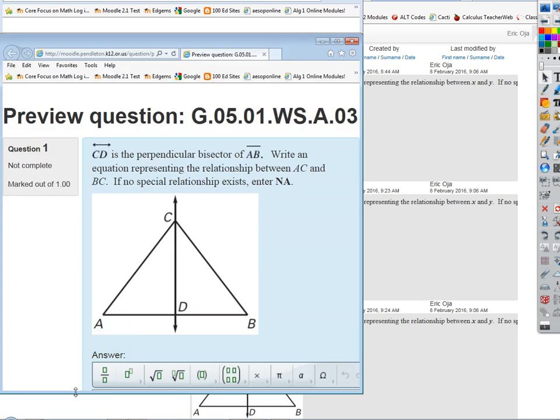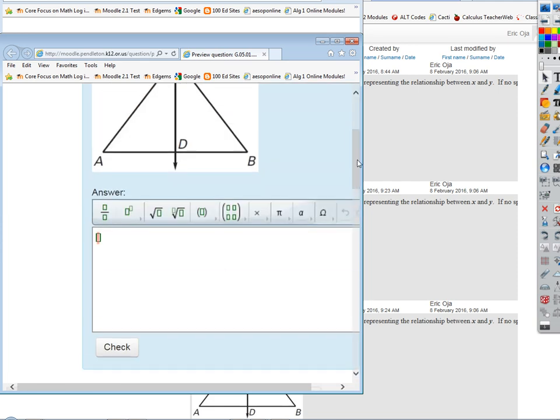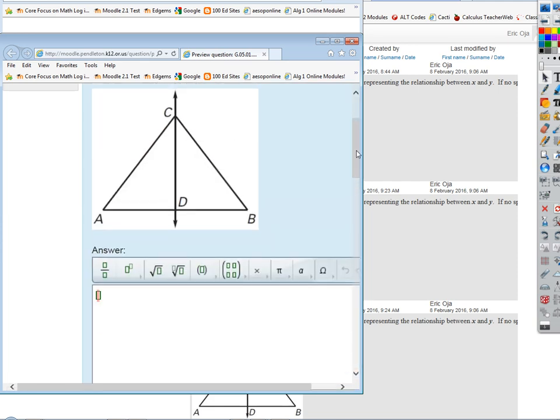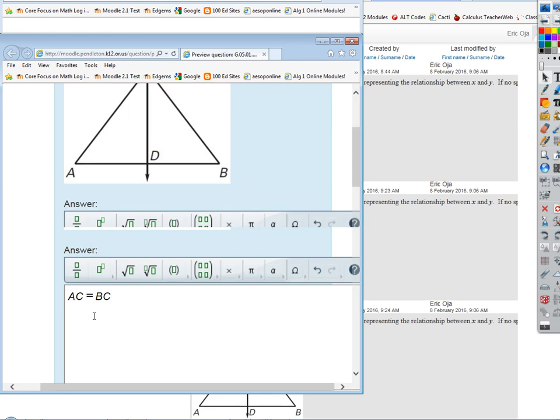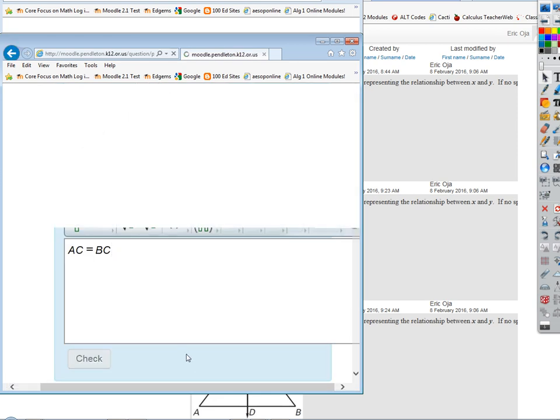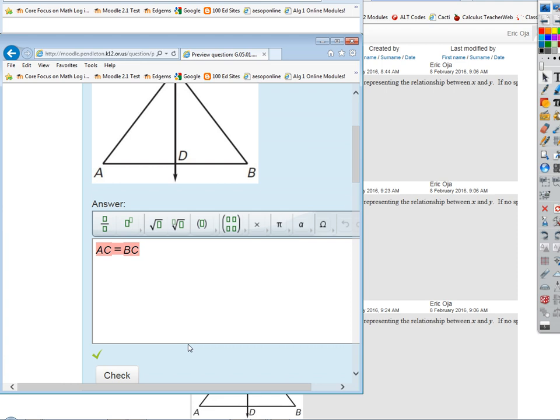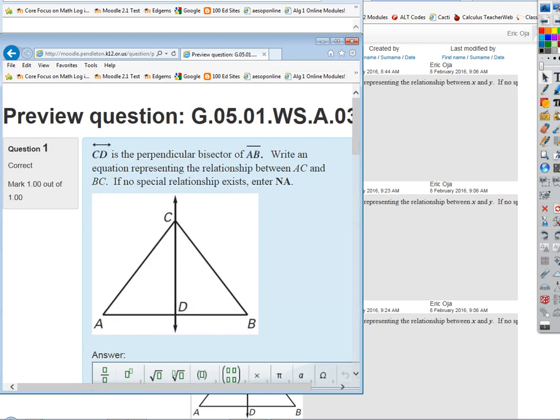That one? Yeah, it's that one. AC and BC. Okay, so all we would do here, right, this is just in Moodle, is type in that equation. AC equals BC, or I could say BC equals AC. Any of those would work as long as it's a true statement. Okay, right? So we got it.